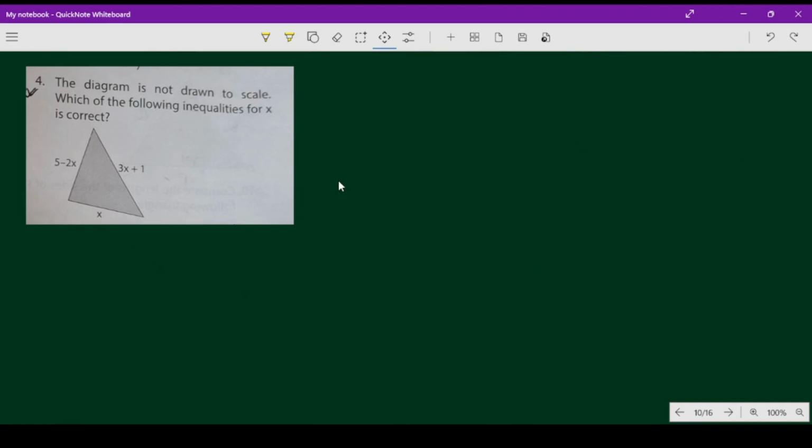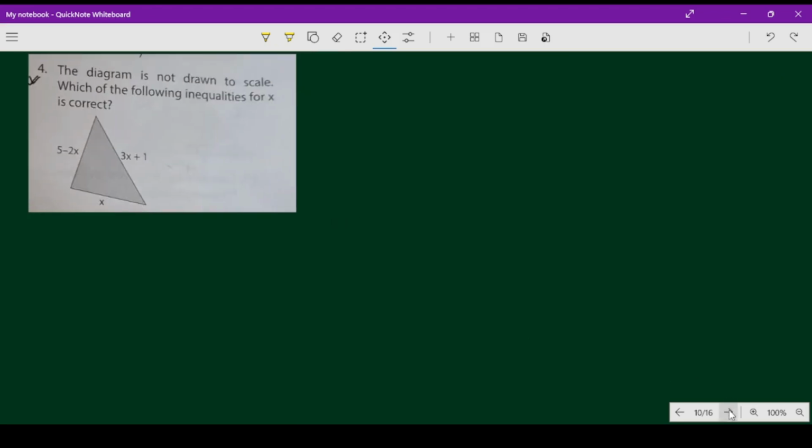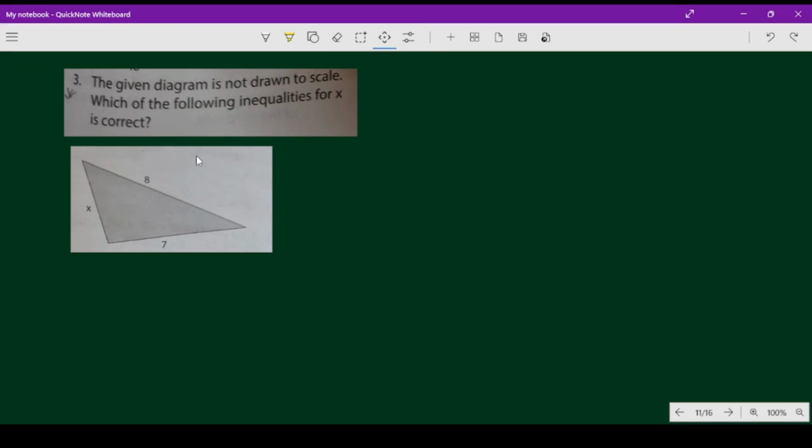This is a very interesting question. So I have taken one more question like this. Let me just go with this question first. The triangle is drawn to scale and we need to find the values for x. So here we are given two sides as 8 centimeter and 7 centimeter, 8 and 7, and the third one is x. With the property that we have learned, the sum of two sides is always greater than the third side, we can find the value of x over here.